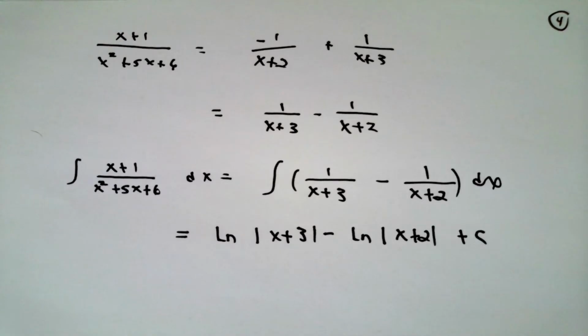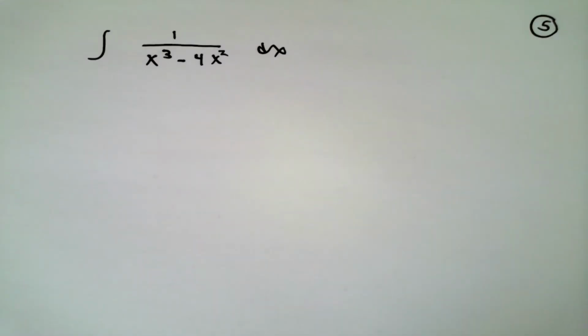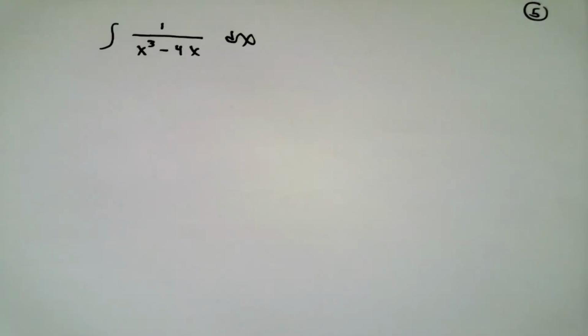This technique is called the method of partial fractions, and in the case where the denominator has distinct linear factors, it is particularly easy to deal with. As another example, look at the integral of 1 over x cubed minus 4x. The denominator is going to factor into nice distinct linear factors here.